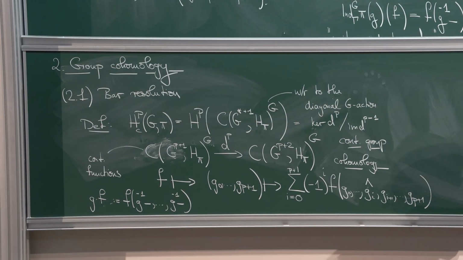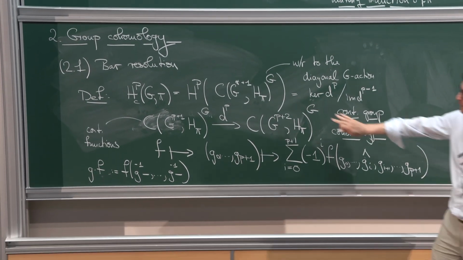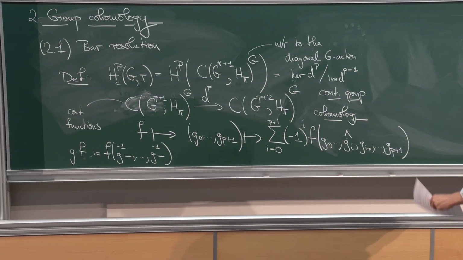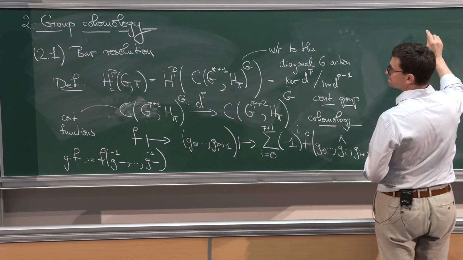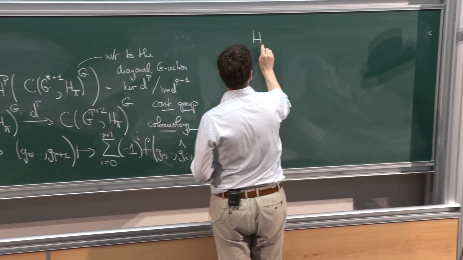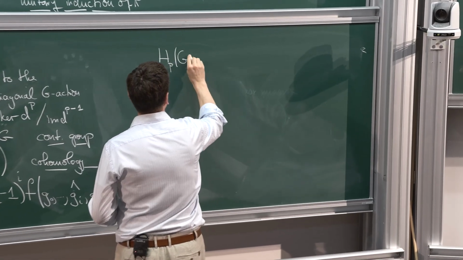So now there is a very natural quotient of this group cohomology, and this is, let's say, also part of the definition. This is called the reduced cohomology.